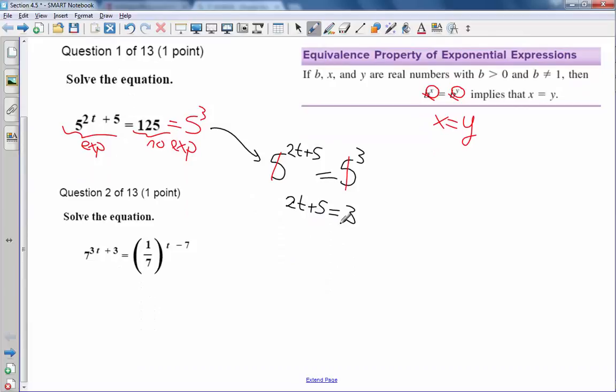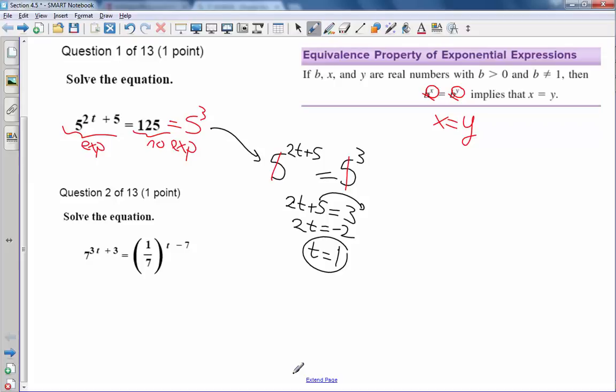I subtract 5 from both sides and get -2, right? Just send the 5 to the other side. And t is -1. Okay? We solved that, we're done.